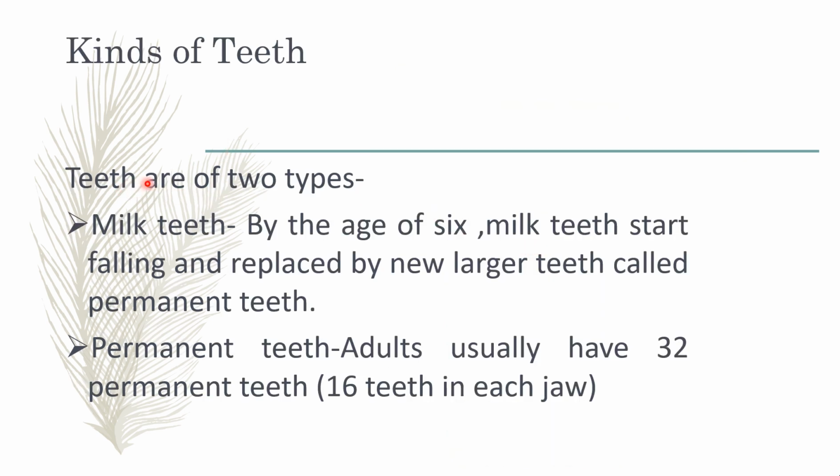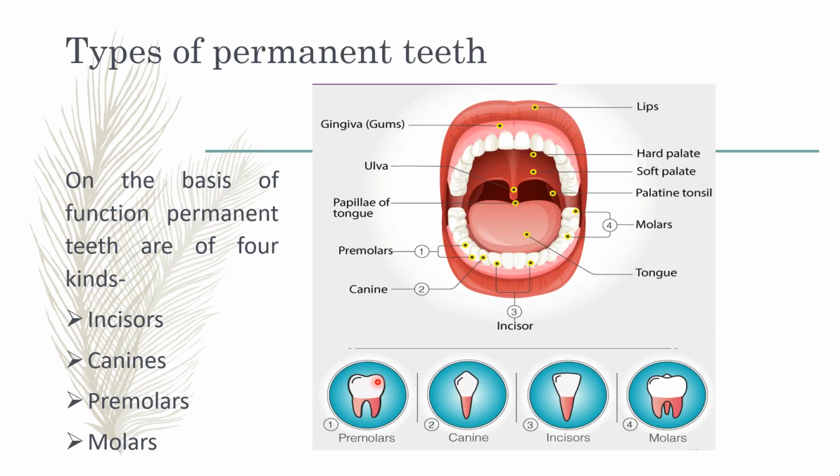Now, kinds of teeth. There are two main types of teeth present in humans. First one is milk teeth, second one is permanent teeth. By the age of 6, milk teeth start falling and they are replaced by the permanent teeth. Permanent teeth are 32 in adults, 16 in each jaw. On the basis of function, permanent teeth are of four kinds: incisor, canine, premolar, and molar.